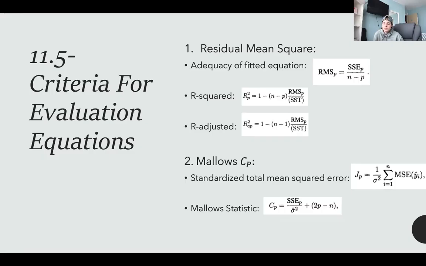So you need to transform this measure to a graph of C sub p against p to find which subsets are indeed good subsets. We also want to make sure to include the line C sub p equals p in our graph, so we can see which points are close to that line, and whichever points are close to that line are our desirable subsets of variables.